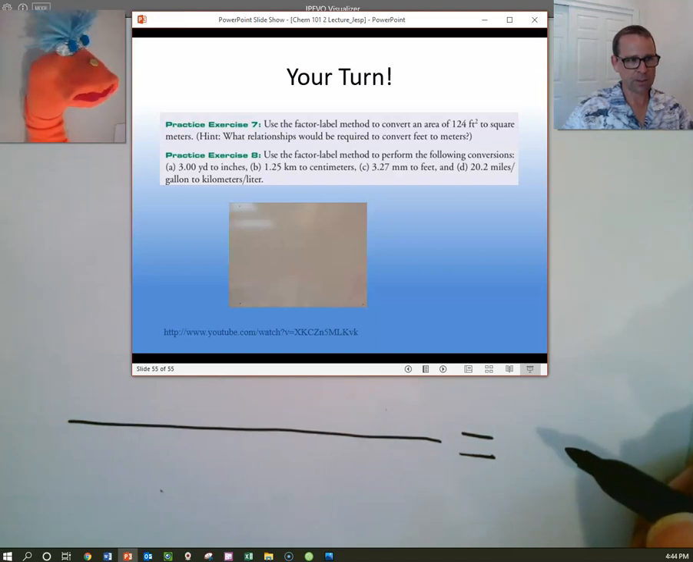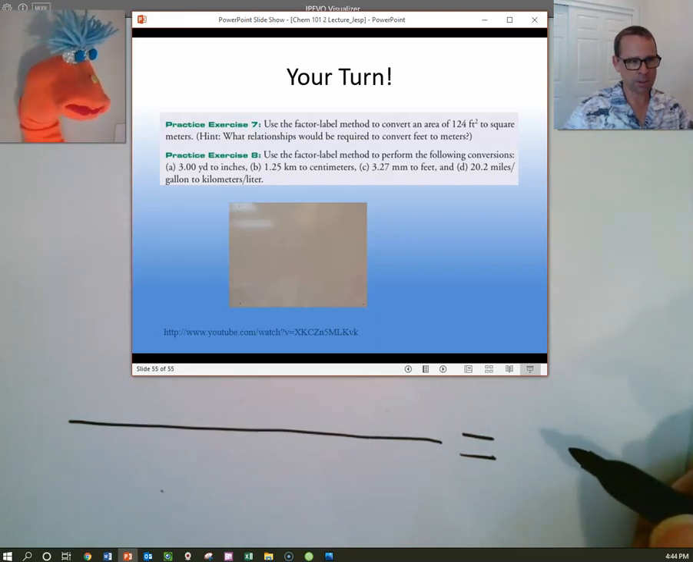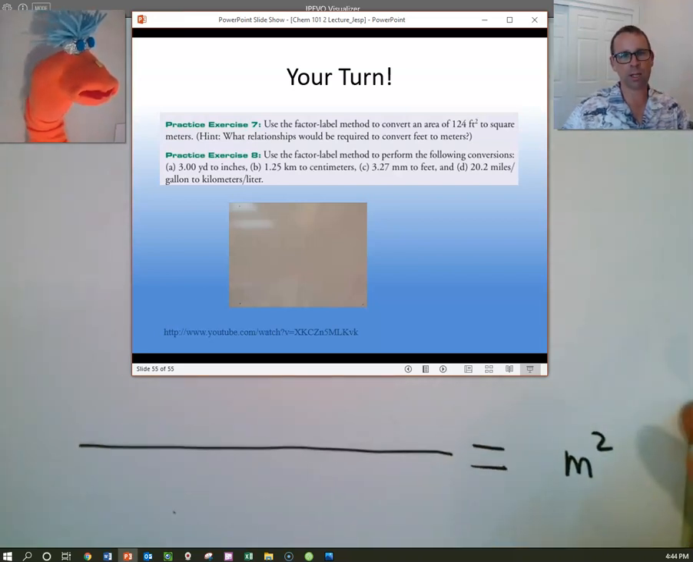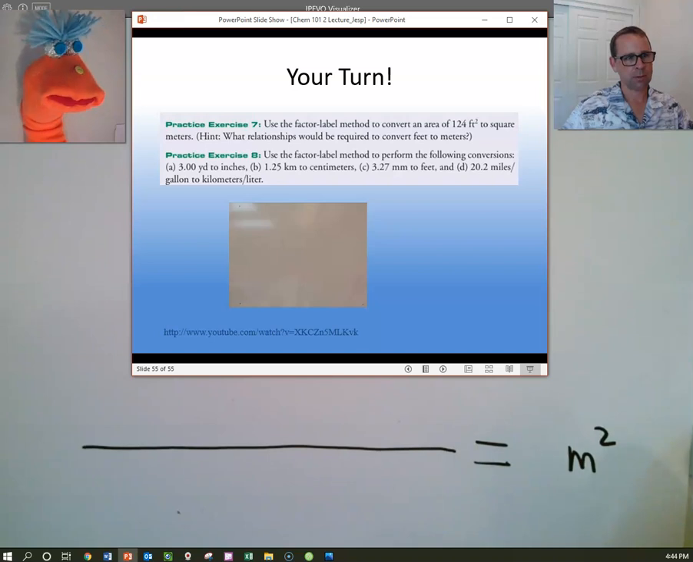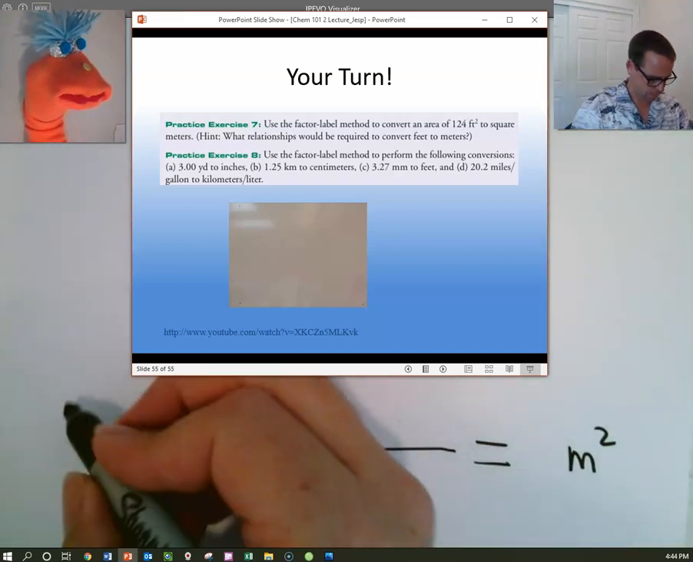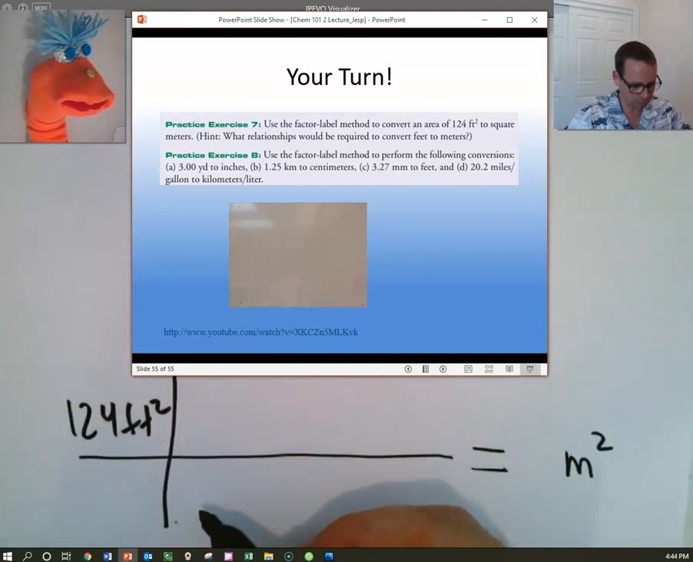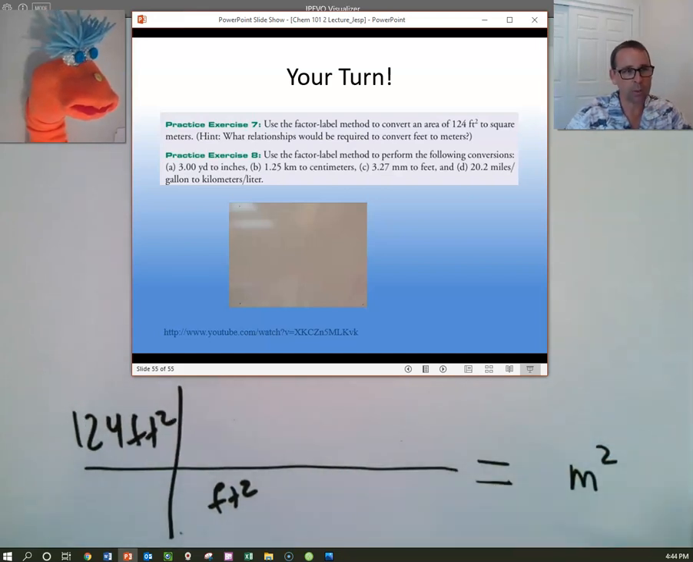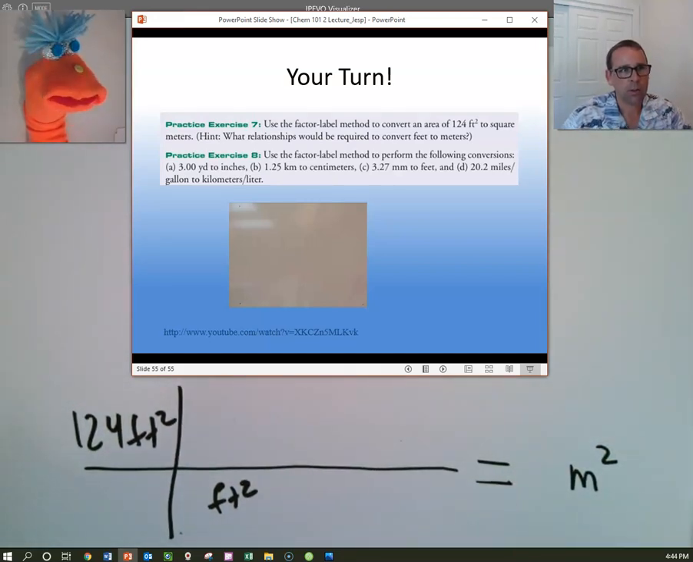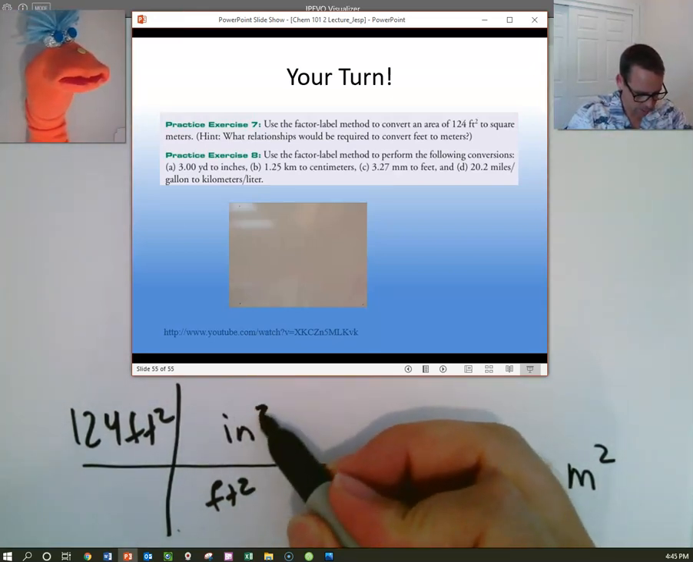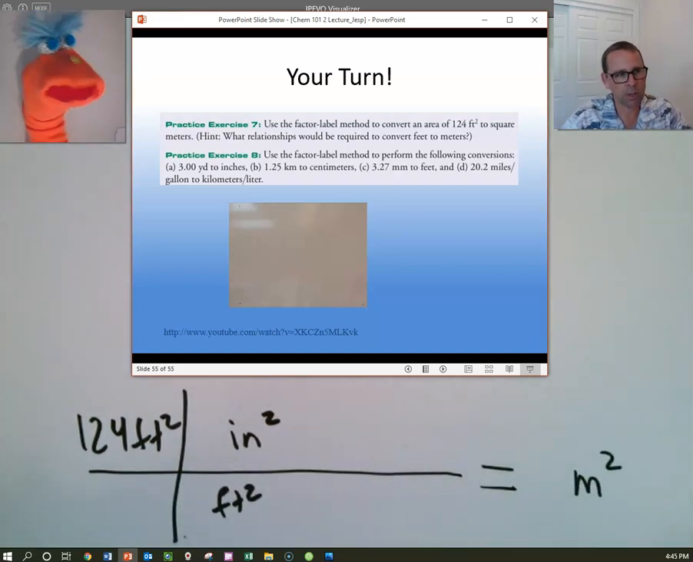Right, what units do we want at the right? Meters squared, like that. What do we start with, top left? 124 feet squared. Very good. And then we go from what? Feet squared to what? Where are we going to go? I know inches. You know inches? Yeah, like that? We want to go to inches squared? Yeah, I guess so, because feet squared is an area, right?